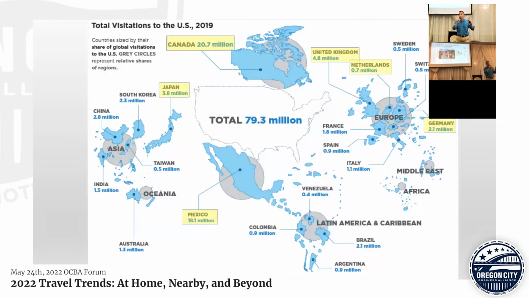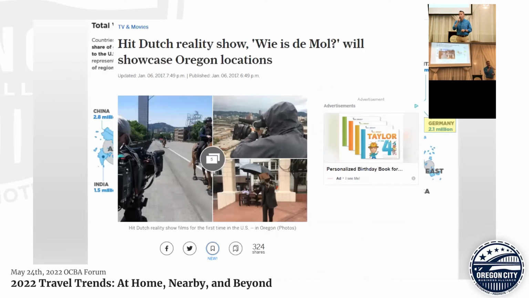They go crazy for this. It's called Wie is de Mol. It translates into Who is the Mole? It's a group of people, and there's a mole, nobody knows who it is, and they're trying to figure out who's sabotaging them, and the Dutch people go crazy for it.